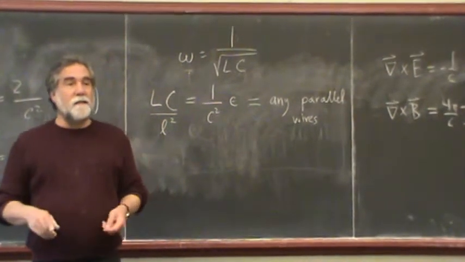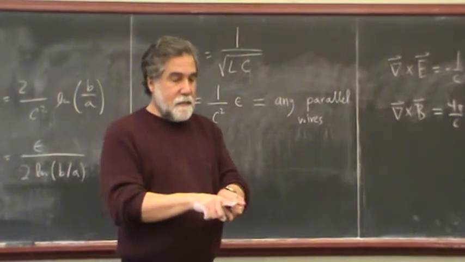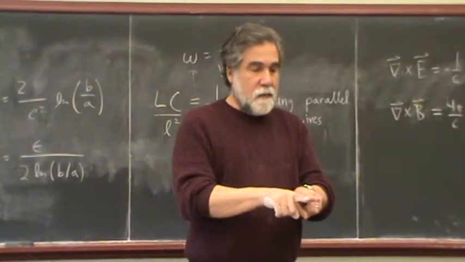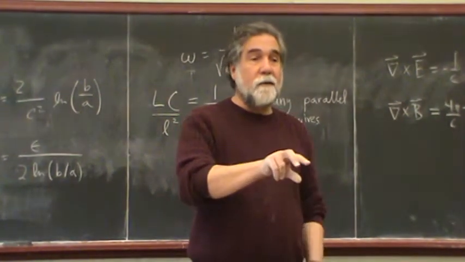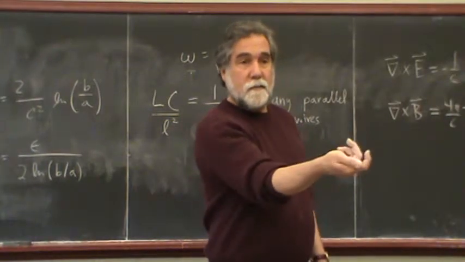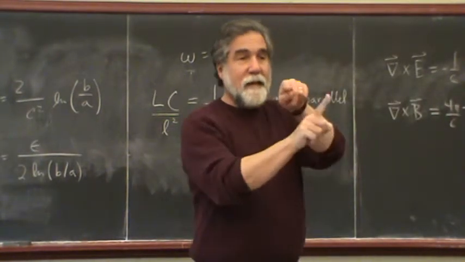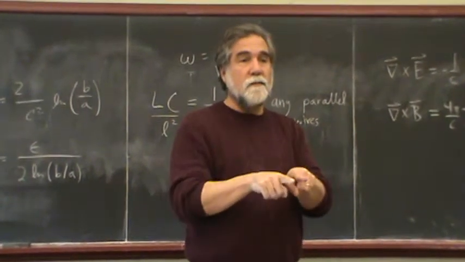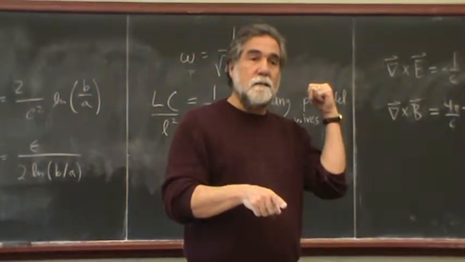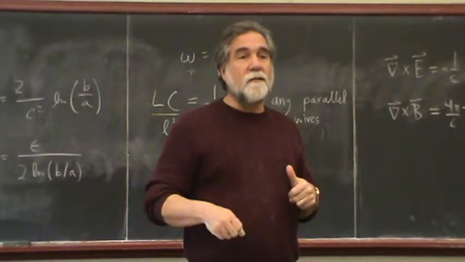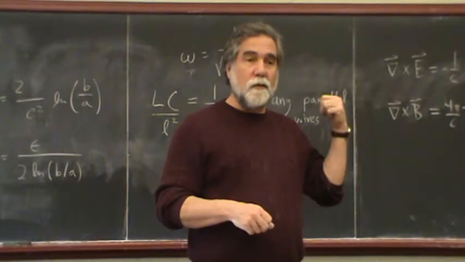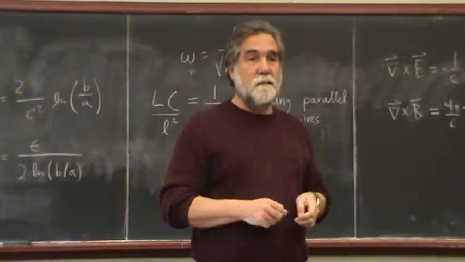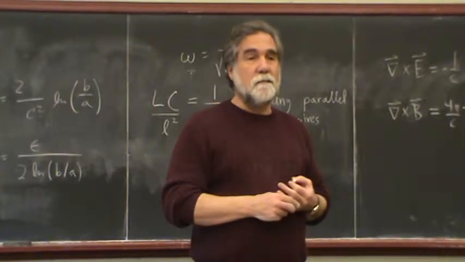So if I had a twisted pair of wires, they're maintaining a constant distance. There's a helix, but there is a constant distance between the two. That would apply. The product LC per unit length will be that for everything. That's cool.